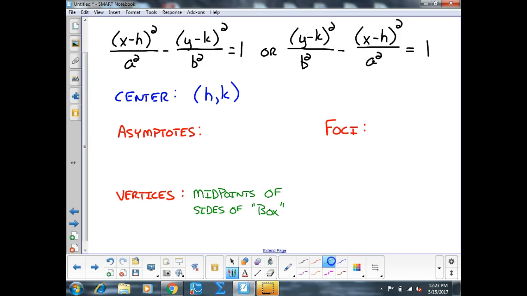Depending upon which way it opens. So if it's an up-down one, it'd be the midpoints of the top and the bottom of the box. If it's a left and a right one, it'd be the midpoints of the right side and left side of the box. Okay. What else? How do we find the foci?